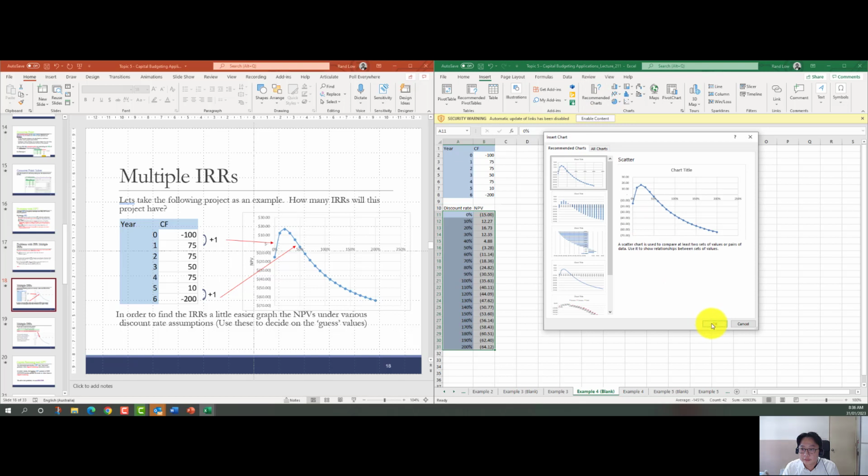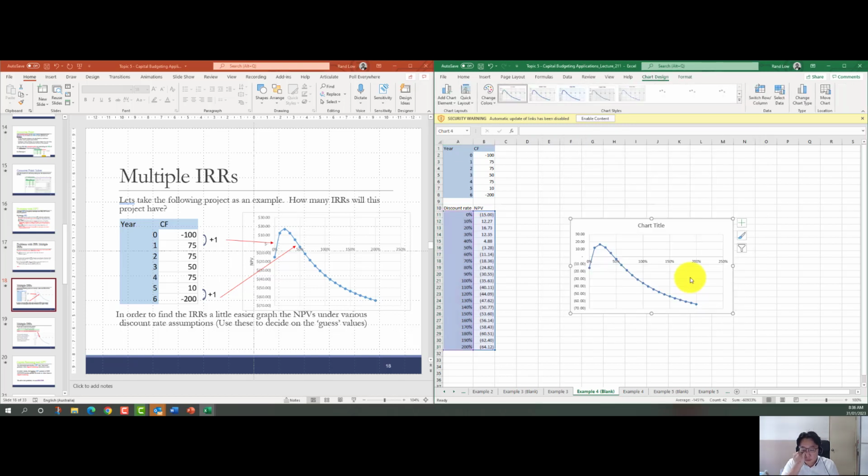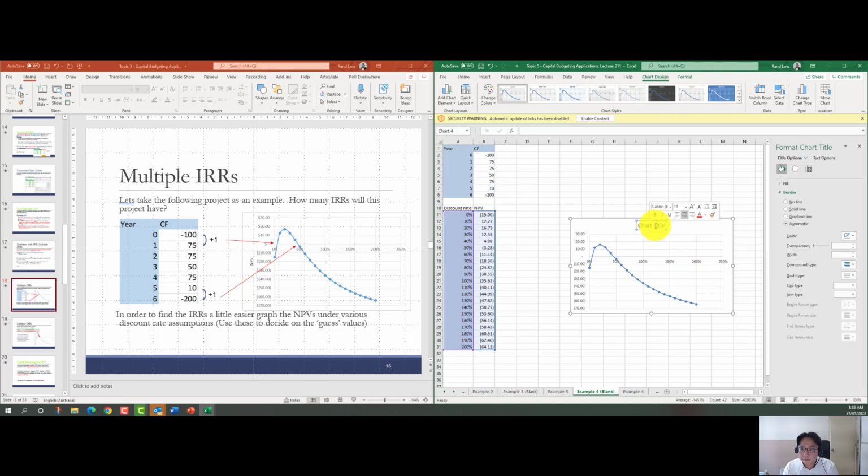Okay, let's try that. Okay, that is better, right? So what happens is that we have NPV on the y-axis and we have the discount rate on the x-axis. Okay, so basically this is the NPV profile, right?